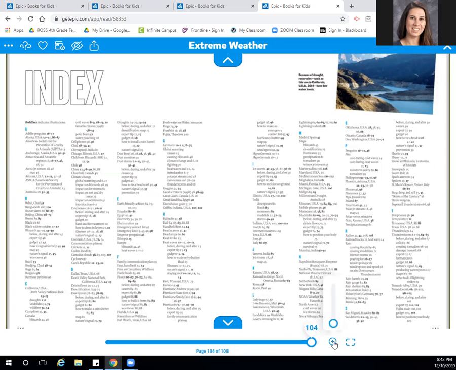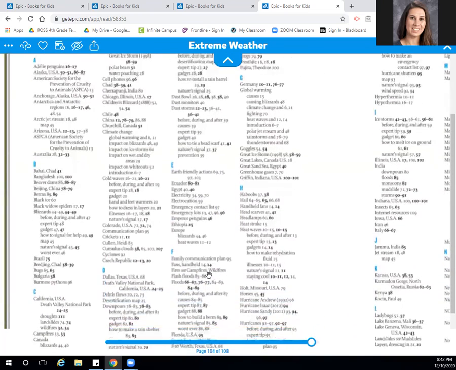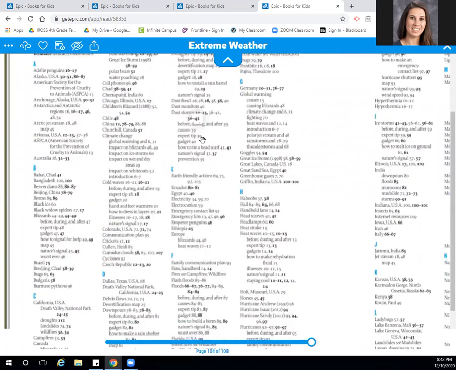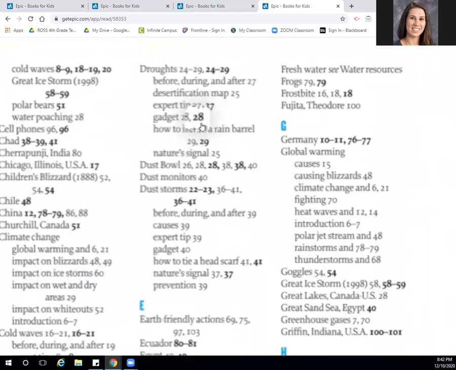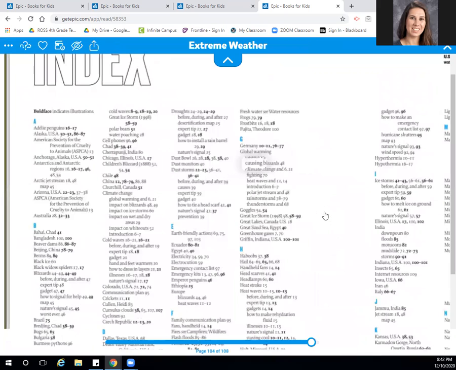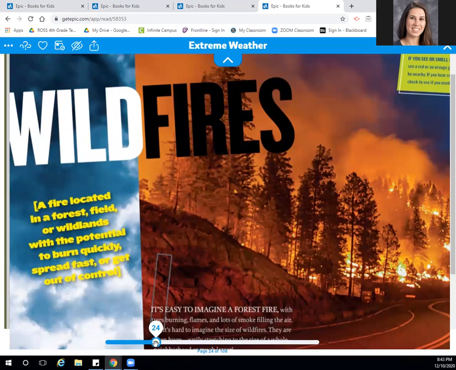What I'm going to do is zoom in a bit, and I see they list things alphabetically. So here's the D's, more D's, and I'm looking for droughts. And as I'm looking, yes, they do have information about droughts. It starts on page 24. So I'm going to go all the way to page 24 to find information that this book has about droughts.